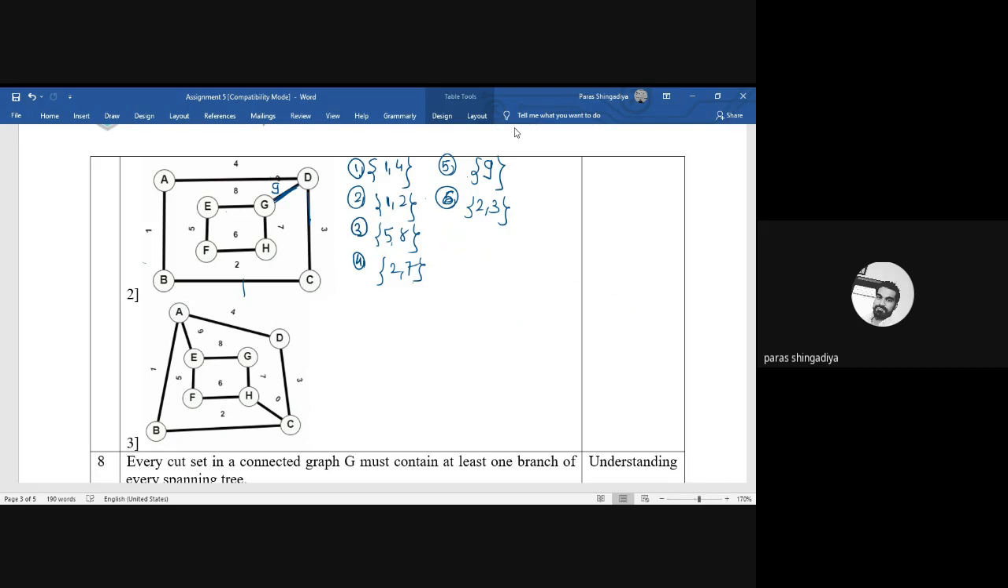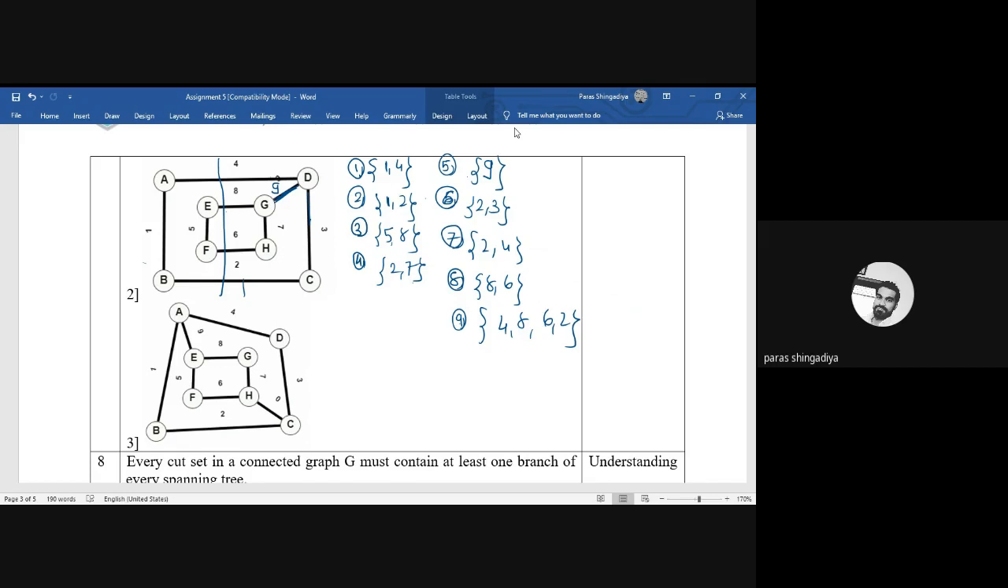Clear? And you can add some partition examples. We can take here 2 and 4. Delete 2 and 4. Then we can consider 8 and 6. Delete 8 and 6, and E and F will be disconnected. But here we cannot take this partition {4, 8, 6, 2}. That is not a cut set. It makes the graph disconnected, but it is not an example of a cut set.